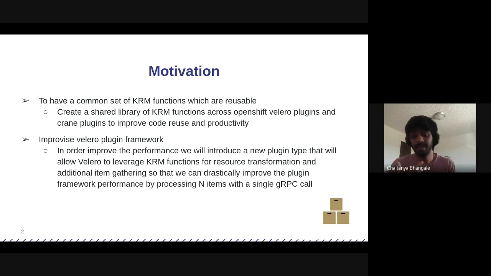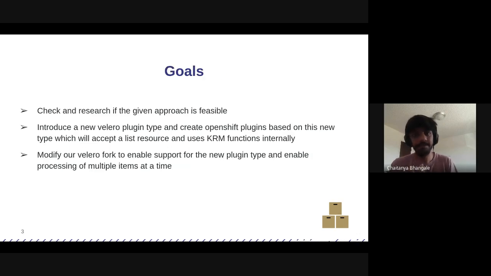Currently in Velero there are n gRPC calls for n resource transformations, and we plan to pass in a resource list so that we can make one gRPC call for all of the given resource transformations. The particular goal of this enhancement is, initially, to research whether the given approach is feasible, because there are a lot of things moving around Velero, and we need to check if KRM functions can be executed smoothly with the current Velero plugins which we have.